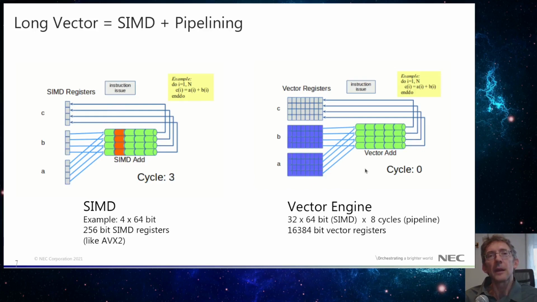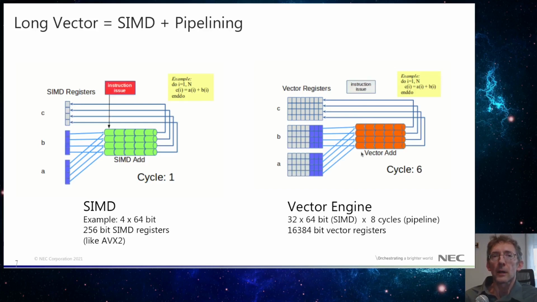The impact of this is that one instruction issue triggers work in the vector add unit for at least 8 cycles. That means an instruction issue is triggering a lot of operations, actually 256 operations. And therefore the ratio between usefully spent time and idle time of this unit is higher than of a SIMD unit. So it is harder to actually keep a SIMD unit busy than a vector unit.